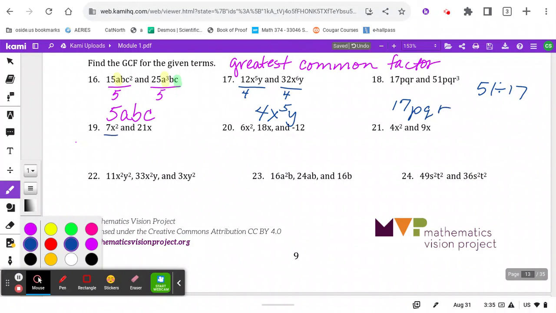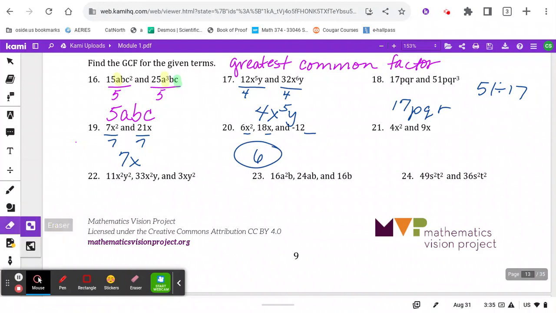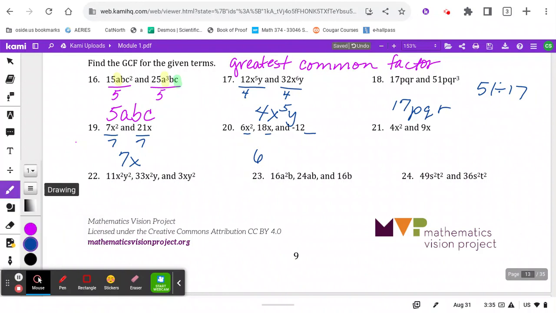Next, between a 7 and a 21, we see that 7 goes in. There's an x that goes in. Then we see that between 6, 18, and 12, we notice that a 6 can go in. But notice there's x's here, there's x's here, but there's not x's here. So I'm done. My GCF is just a number in this case.